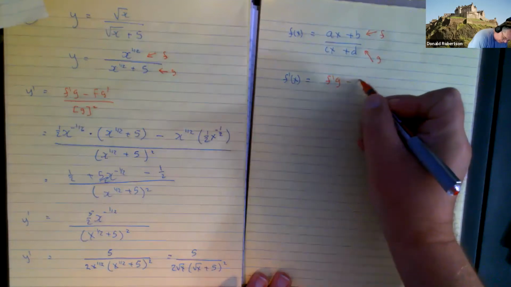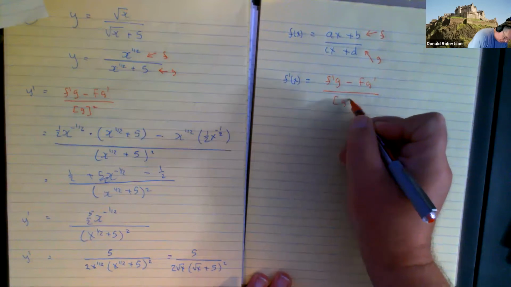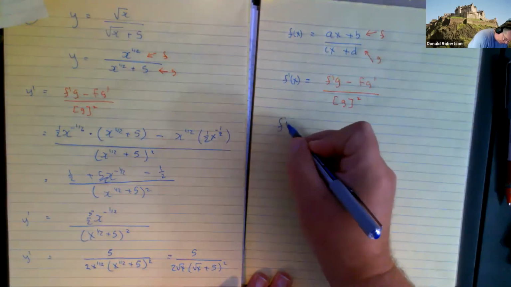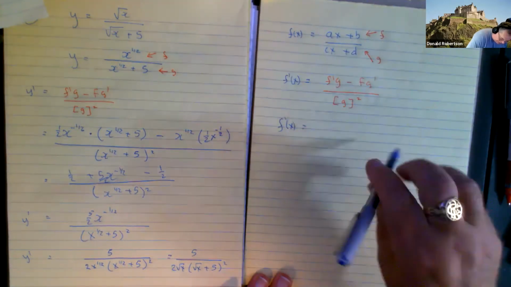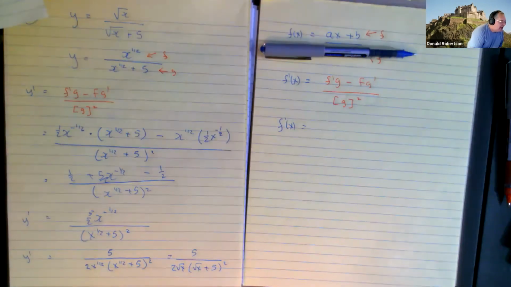f dash g, take away f g dashed, all over g squared. What do you get if you differentiate ax plus b with respect to x? What do you get? What's the answer?